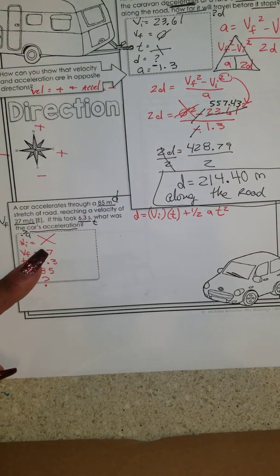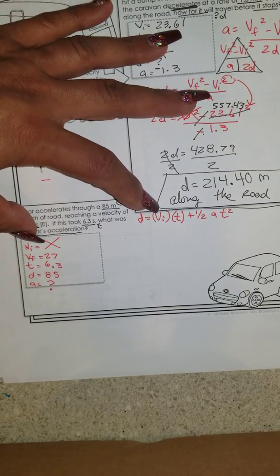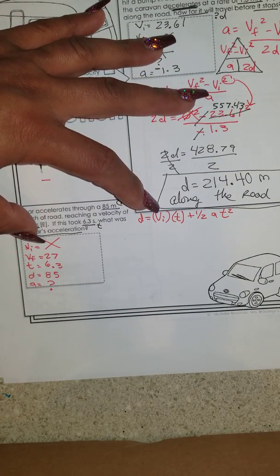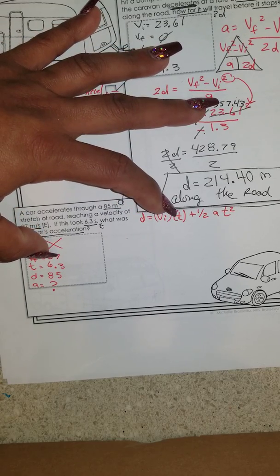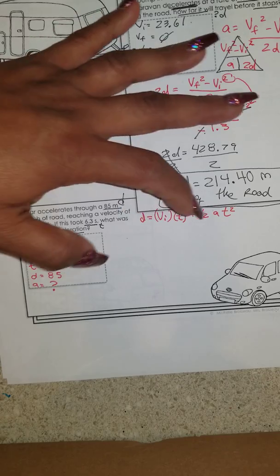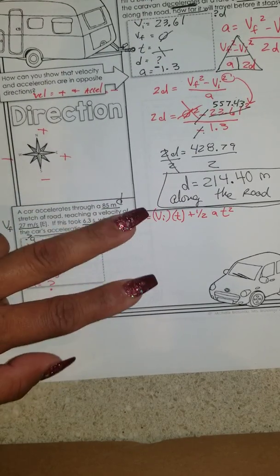We do not have a VI. That's not good, because in our notes it says you must have a VI. VF was given, but I don't need it. T was given, okay, good. The D was given, and the A is missing. I am unable to use this equation because I'm missing 2 variables.